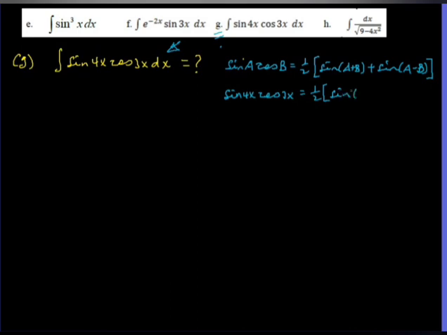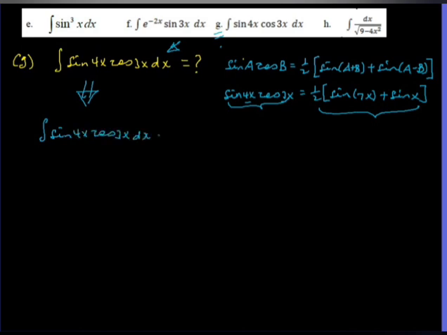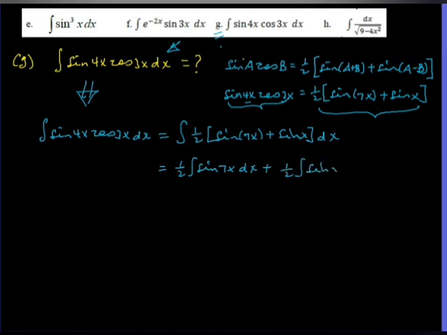Half of sine 3x 4x plus 3x, which is 7x, plus sine 4x minus 3x, which is x. Okay, so here we can use this. So going to the question, the integral of sine 4x cos 3x dx is the integral of half of sine 7x plus sin x dx. Otherwise we cannot do this integration easily. So this means half of the integral of sin 7x dx plus half of the integral of sin x dx.